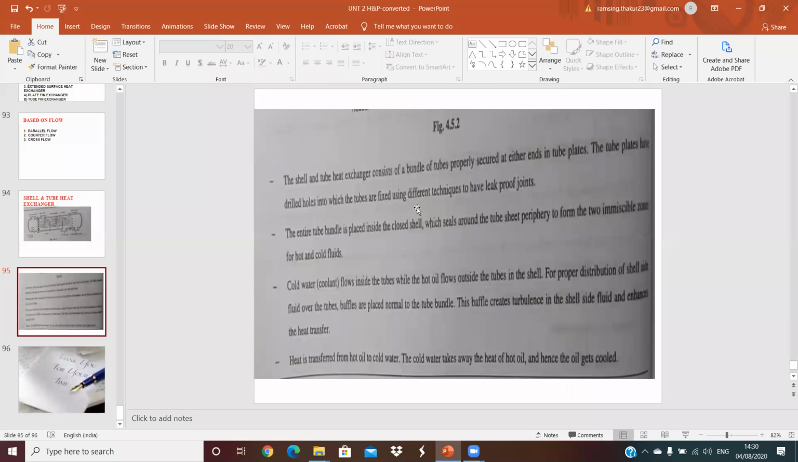So here the theory of our second chapter ends. Now we are going to see the numericals. We will see numericals in the next section. So today we are stopping here.